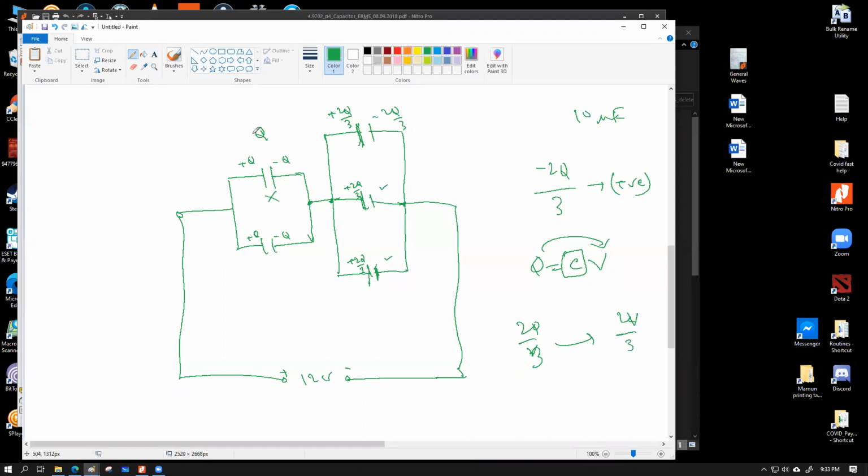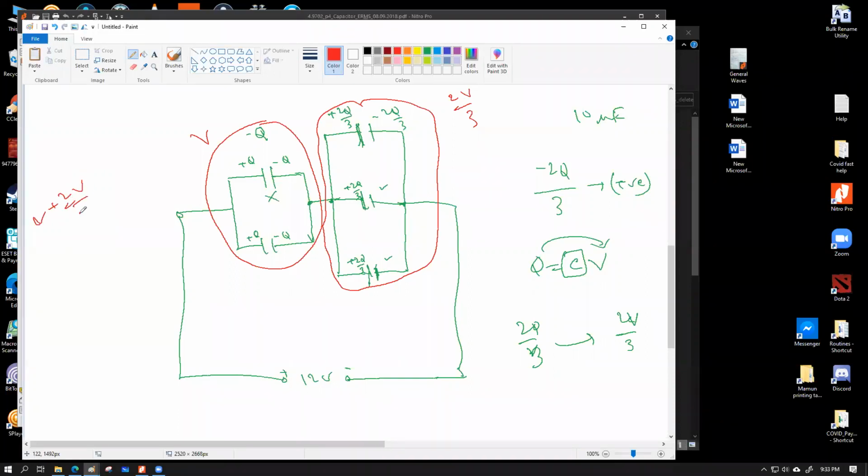So if this part of the circuit, let me just now label it with red. If this part of the circuit has a total voltage of V, this part of the circuit should have a total voltage of 2V by 3. By the law of series circuit, V plus 2V by 3 should be equal to 12.